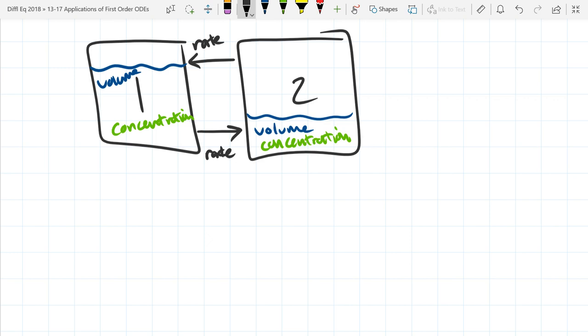We'll go with A1 equals amount in tank 1. Now, when I wrote amount, maybe that's a concentration, maybe that's a total amount by mass or some other way to measure. So maybe 10 pounds of salt, or maybe 10 pounds per liter. Oh, that's probably a lot of salt. All right, 10 ounces per gallon of water, something like that. So it could be given as concentration or it could be given as absolute amount. That's why I just wrote amount right there. So A2 will be amount in tank 2.